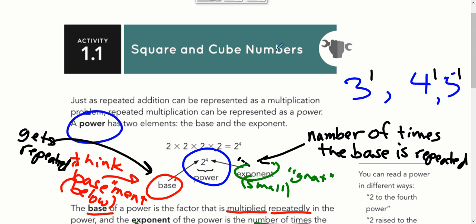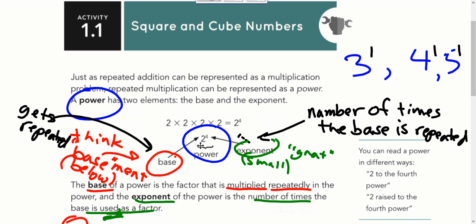Okay? So think of a power as a regular number with an exponent in the corner. So a power has two elements, the base and the exponent. The base is the bottom. Think basement. You have a basement in a house, it's on the bottom, it's below. Some say, well, it's the big number. So whatever way helps you remember that the base is this number right here at the bottom, and the exponent is this small little number over here.